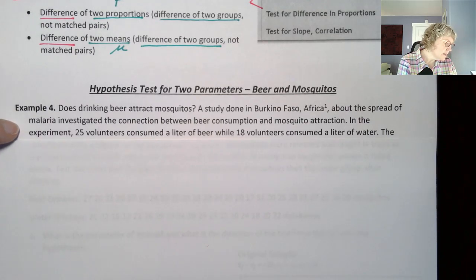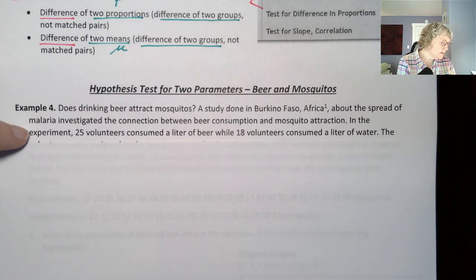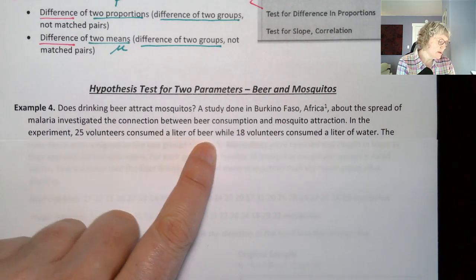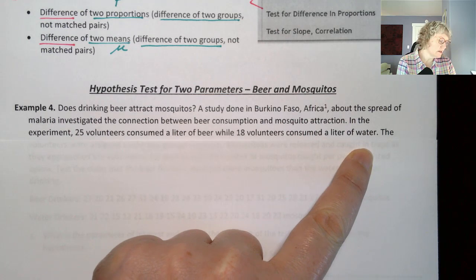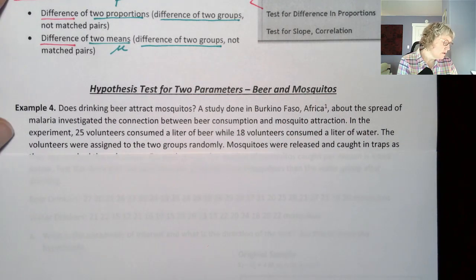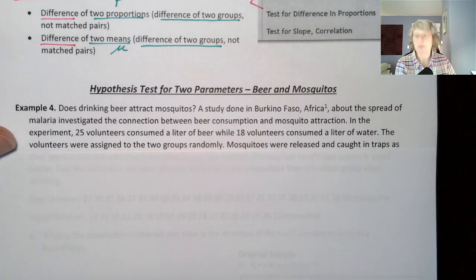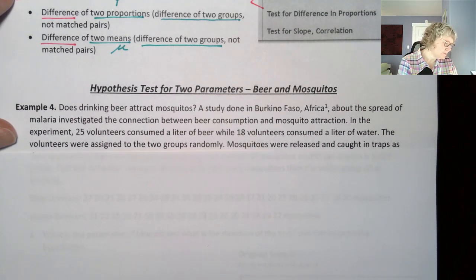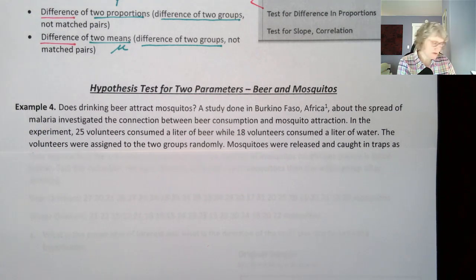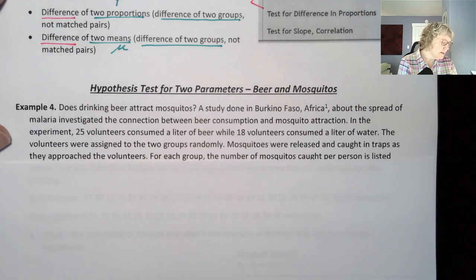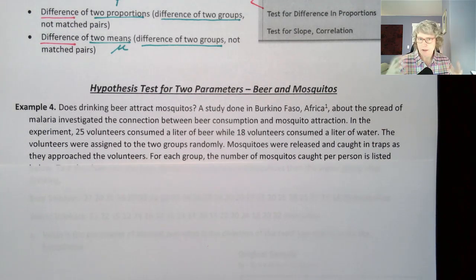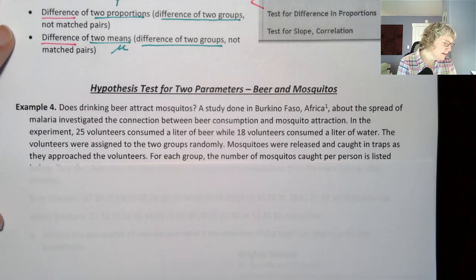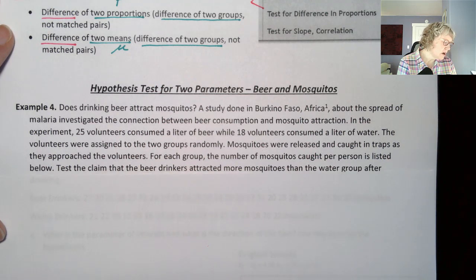As far as the experiment, 25 volunteers consumed a liter of beer, and 18 volunteers consumed a liter of water. The volunteers were assigned to the 2 groups randomly. We have to have random assignment, right? We've learned that about experiments. After they drank the beer or water, mosquitoes were released and caught in traps as they approached the volunteers. They built some special contraptions to do this, which are in the article, so I hope you take a look at it.